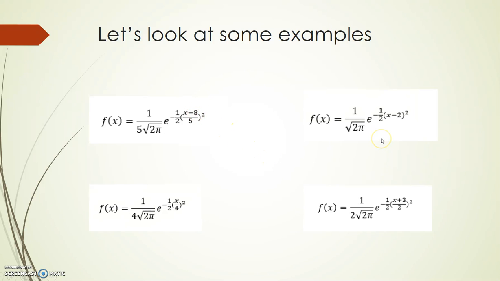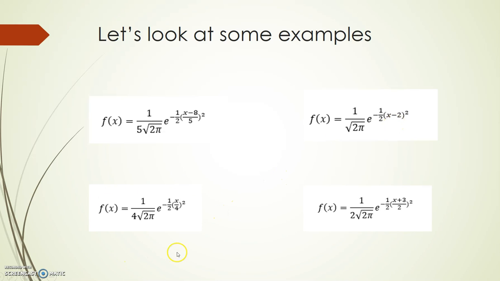In this example, we have a mean of 2. However, there doesn't seem to be a standard deviation. Well, the fact that there's nothing here means that the standard deviation is equal to 1, and this implies that this whole expression here is over 1. So the standard deviation here is 1.